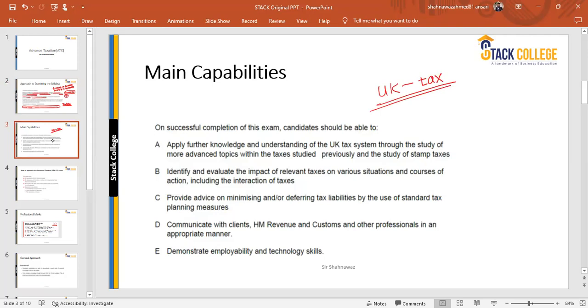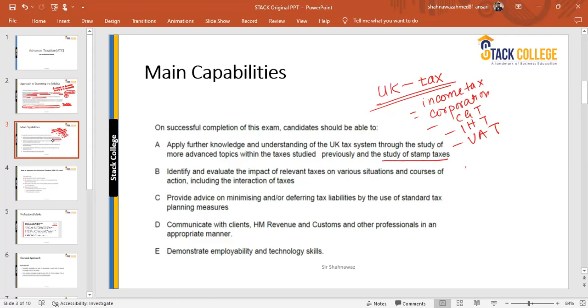In the UK tax system, you must know the rules related to income tax, the rules related to corporation tax, similarly capital gains tax, inheritance tax, value added tax, as well as some advanced topics such as how to apply and calculate stamp duty tax.